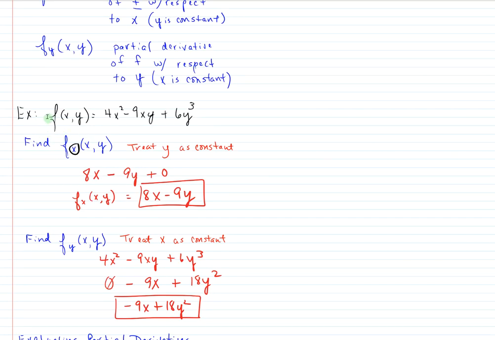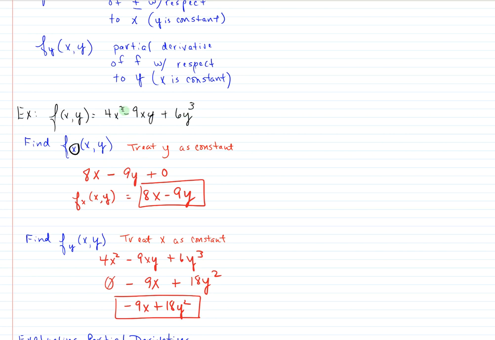All right, in this example, f of x,y is equal to 4x squared minus 9xy plus 6y cubed. Find f_x of x,y. So that means everywhere there's a y, it's treated as a number, a constant. What is the derivative of a constant? It's 0. So just remember that.